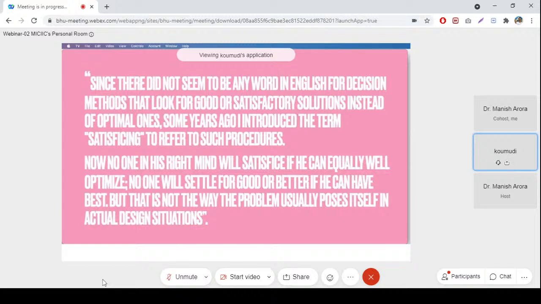Simon compares satisficing to even the Darwinian model of evolution. He argues that natural selection only predicts that survivors will be fit enough, that is, fitter than their losing competitors. Therefore, natural selection postulates satisficing, not optimizing.